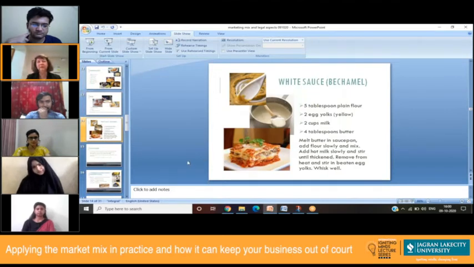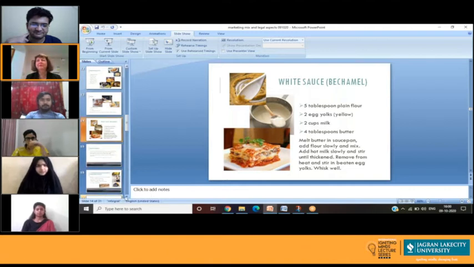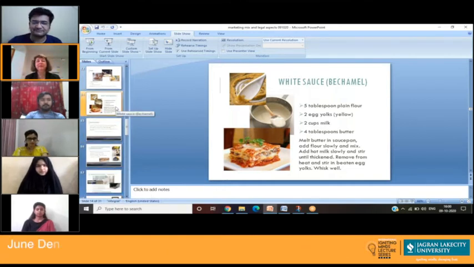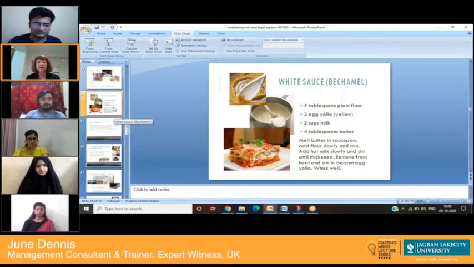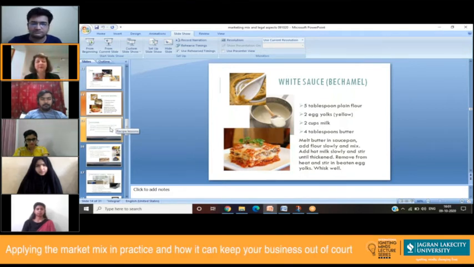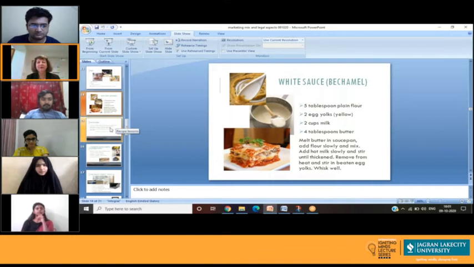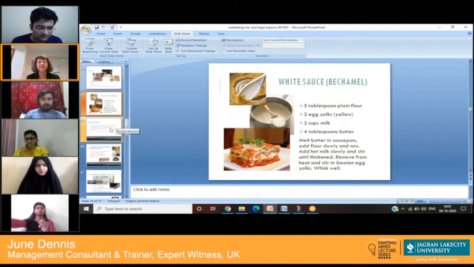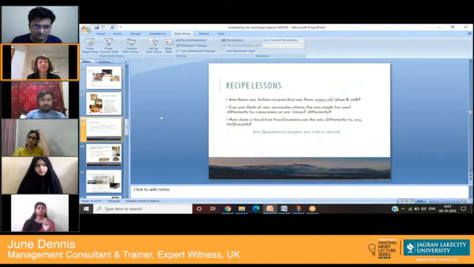This is a sauce to make lasagna or, I can't remember the other one, a Greek meal. Again, it's flour, eggs, only the yellow bit of the eggs, milk and butter, and that creates a sauce, not a bread or a pasta. Now, all I'm really showing here is that it's the same items being used differently to create completely different products. And that's what marketing's about.